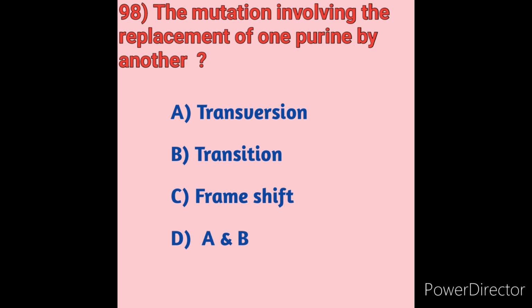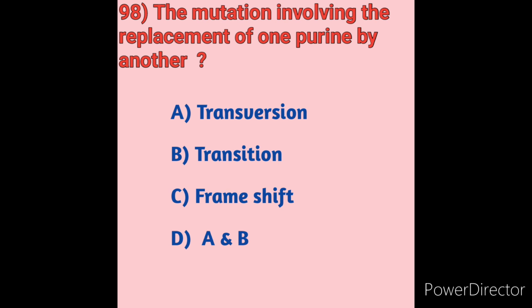The word mutation means any change in the DNA sequence of a cell. Mutation may be caused by mistakes during cell division. What is it called in DNA if a purine is replaced by a different purine? In case of transversion, a purine is replaced by a pyrimidine and vice versa. So, the correct answer is transversion. Here, the mutation involving the replacement of one purine by another: transversion. So, here option A is the correct answer.